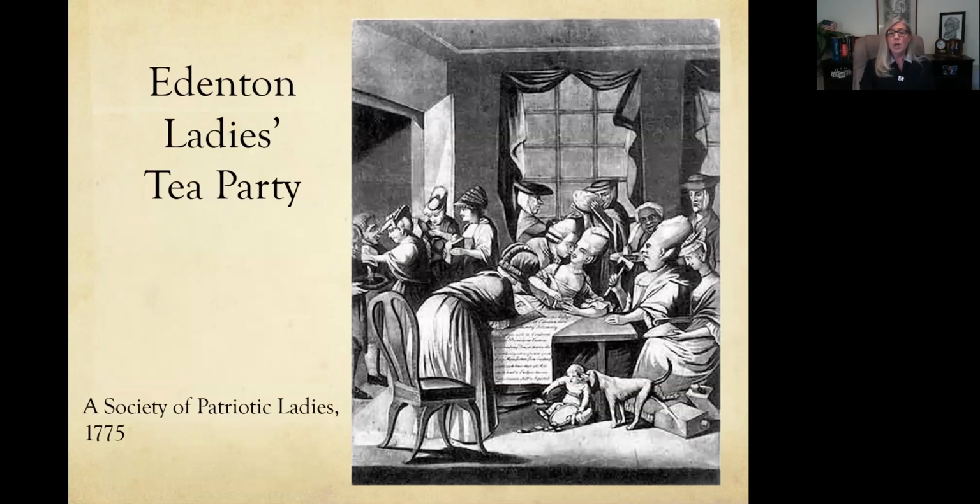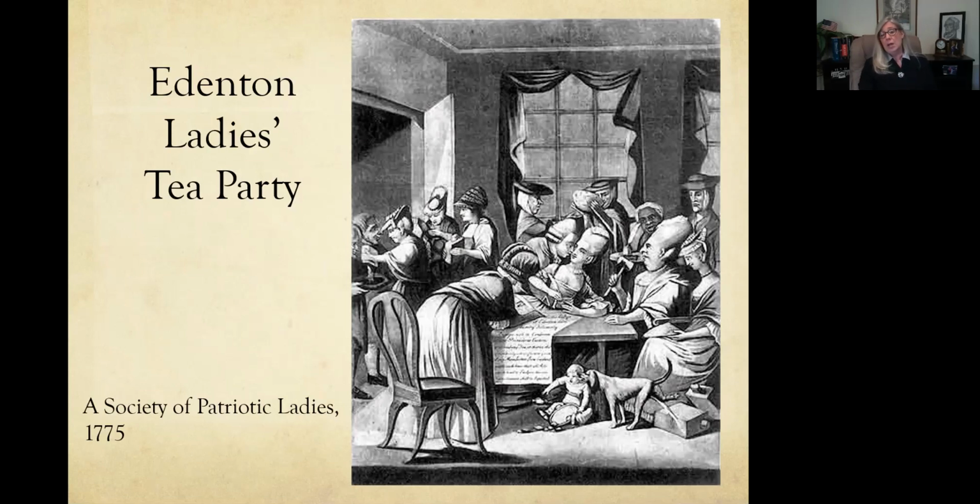This is another famous cartoon, and I want us to think about point of view here. Every year when I bring this one up, I just leave it on the screen for a minute, and the kids are looking at it and they just cannot figure out what is happening. So notice the title here, A Society of Patriotic Ladies, 1775. So we're getting close to the Revolutionary War, and it's depicting the Edenton Ladies' Tea Party.